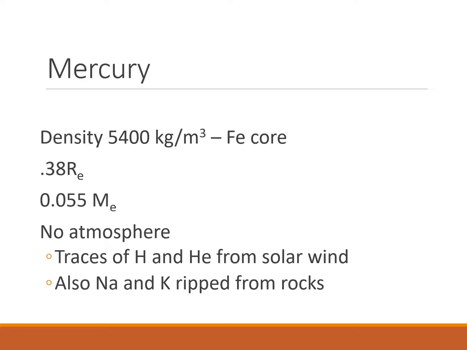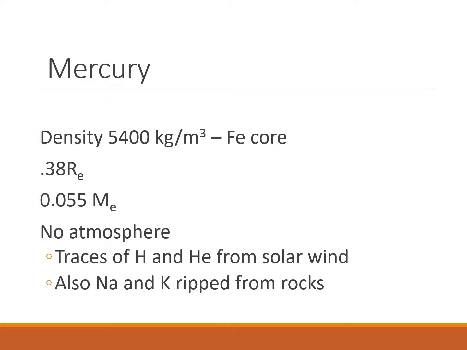Okay, so let's talk about Mercury. Mercury has a density of about 5,400 kilograms per meter cubed. Notice that that's greater than the 4,000, which is rock. That means that it probably has a dense core, and we believe it's iron. The size of Mercury is quite small. It's only 38% the size of the Earth, and it's only 0.055 times the mass of the Earth. So you can see it's almost just slightly larger than the moon.